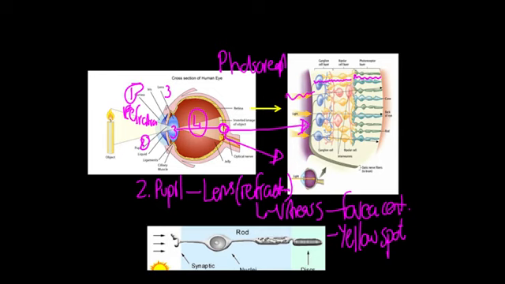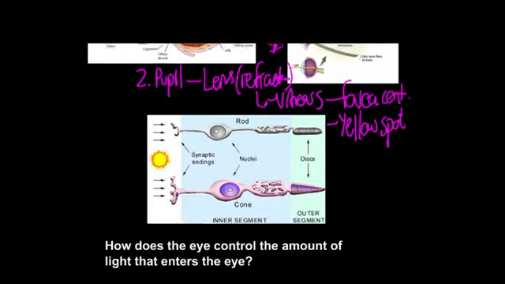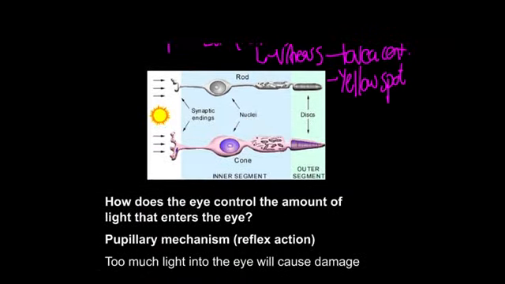Now, one of the viewers wanted to know what is a rod and what is a cone. Now, you do not need to know the structure of the two. Here's a rod and here is a cone. Okay, now when we look at it, I remember it like this. C stands for color.